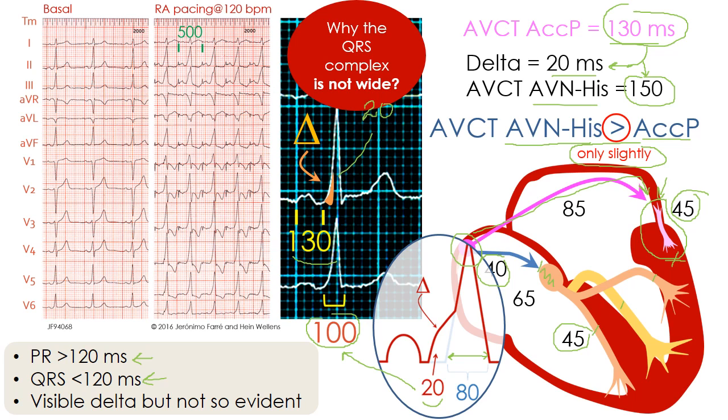Finally, note that by pacing at a rate of 120 beats per minute from the high right atrium, we have increased the degree of ventricular pre-excitation, because at this rate we prolong the conduction times over the AV node while the atrioventricular conduction times via the accessory pathway remain constant, thus enhancing the level of pre-excitation.